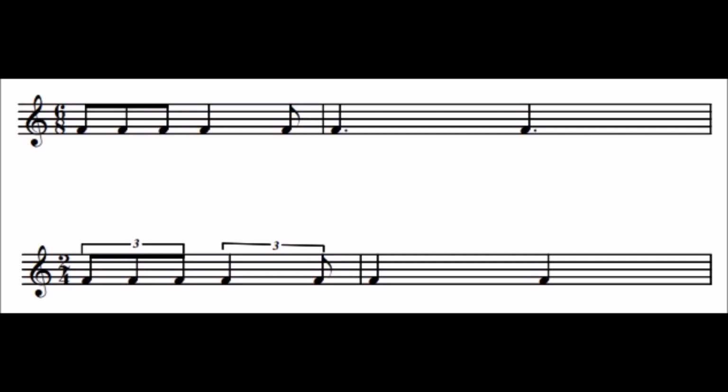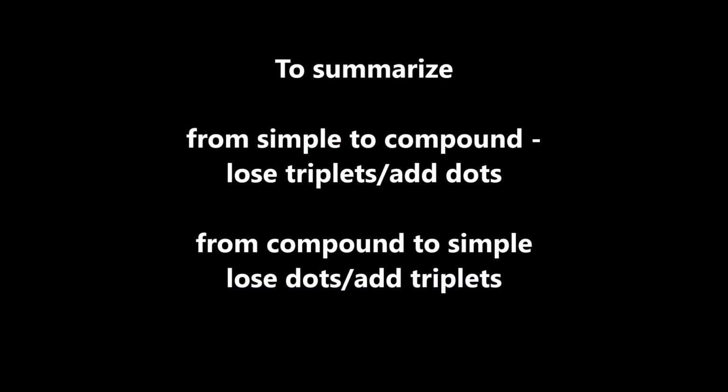If we look closely, it can be seen that where there is a natural triplet group in a compound time, a triplet sign needs to be added in the simple time signature. And whereas the whole beats in compound time are dotted crotchets, they are just crotchets in simple time. So to summarize, to change from simple to compound, we lose triplets and add dots. And to change from compound to simple time, we add triplets and lose dots.